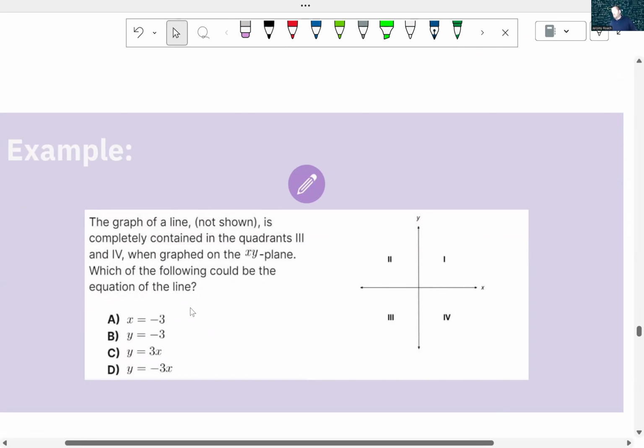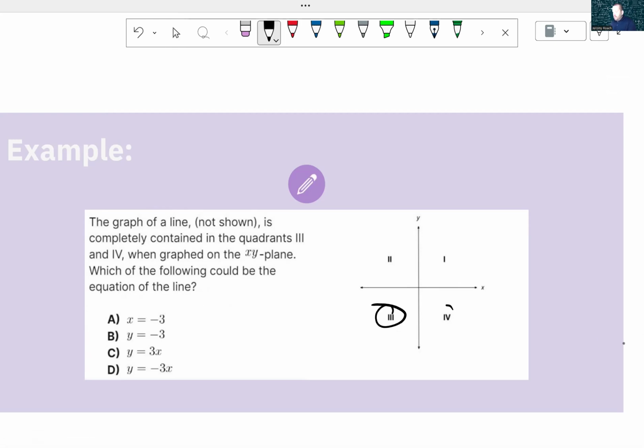So here it doesn't tell us the graph of the line. It says it's completely contained in quadrants 3 and 4. So it says all of our graph is here and here. It asks what could be the equation? Okay, let's take a look at this. If we say x is -3, here's -3. If x is -3, that's our line, and we go through 2 and 3.